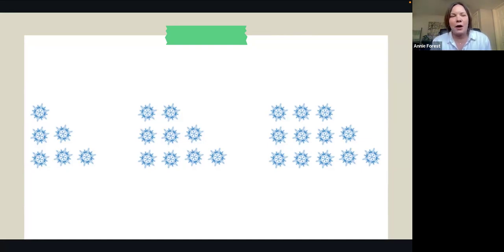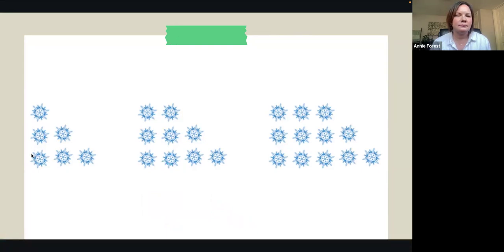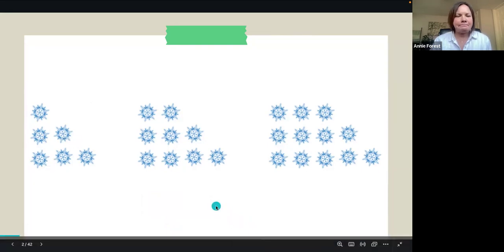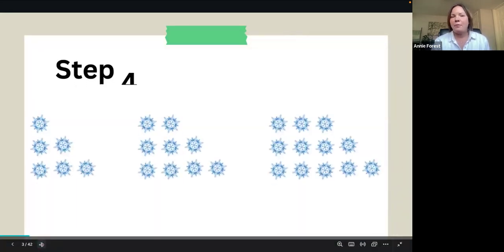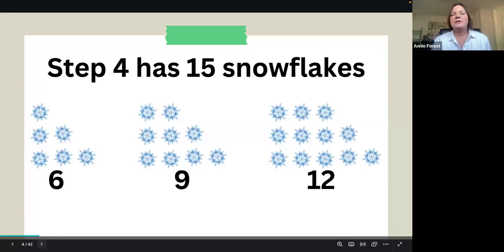So take a second just to have some quiet think time on how many snowflakes you think are in step 4, and pop it in the chat when you think you have something. All right, and looks like we're all arriving at 15. So step 1 has 6, step 2 has 9, step 3 has 12, and so step 4 would have 15, right? Kind of growing by 3 each time.